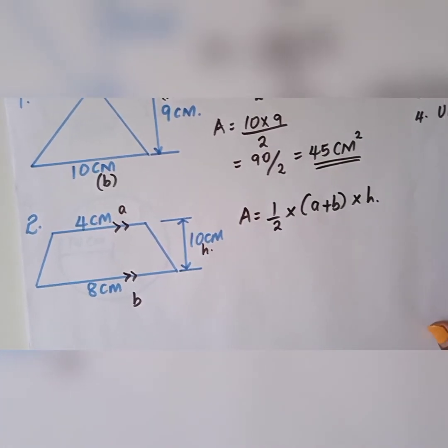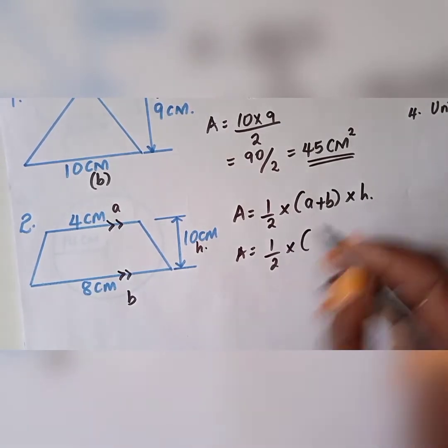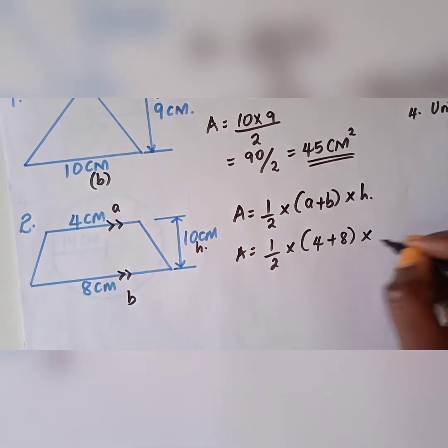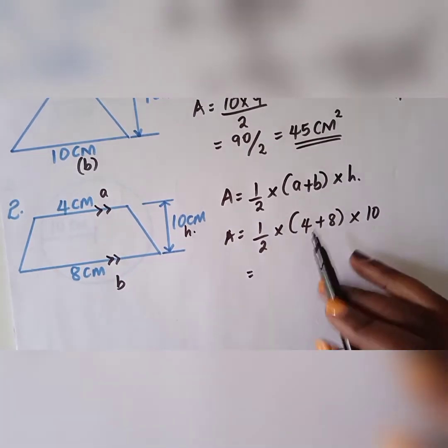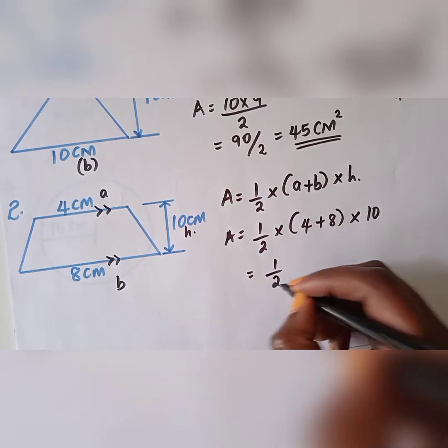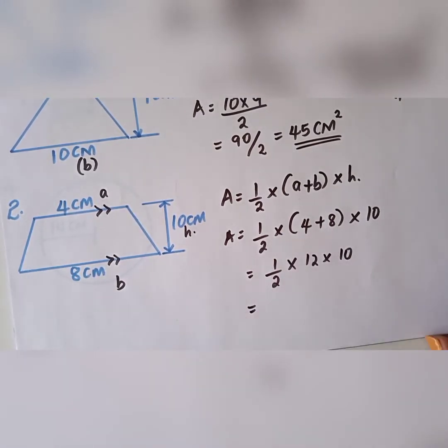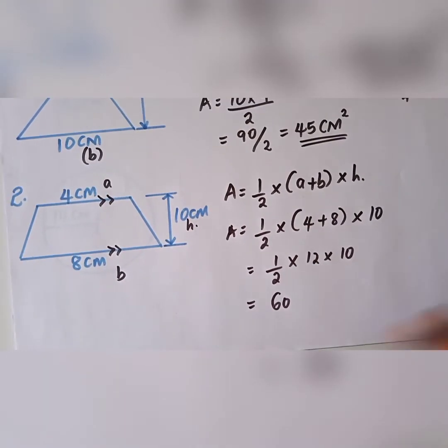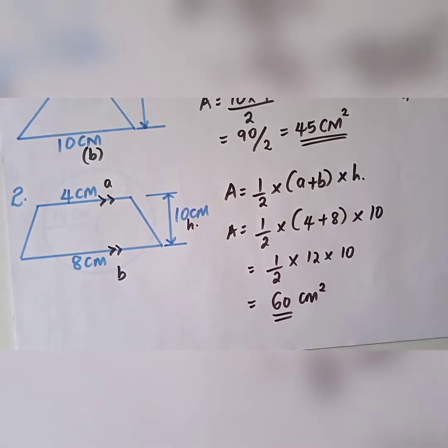Now time for substitution. So area equals a half times A is 4 and B is 8, times 10. So you deal with whatever is in the bracket first. So 4 plus 8 is 12, so you're going to do half times 12 times 10, and this will give us 60. The units are in centimeters, so you write centimeter squared, and that's your answer.